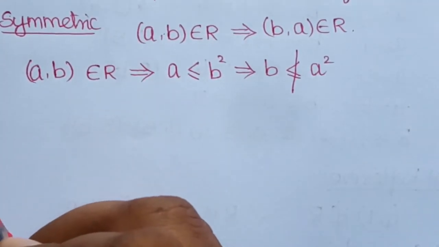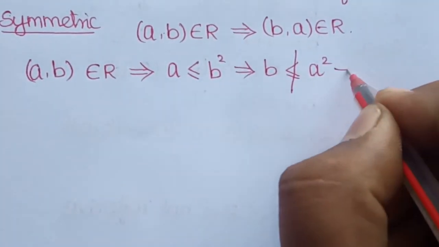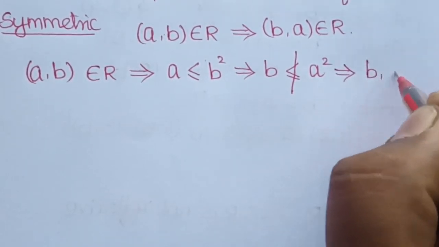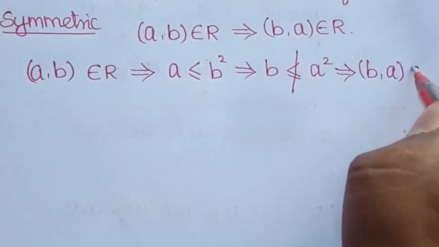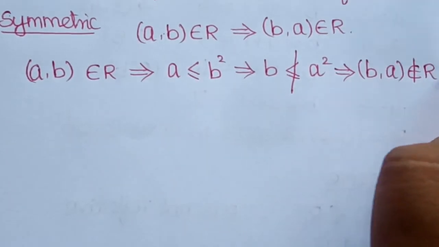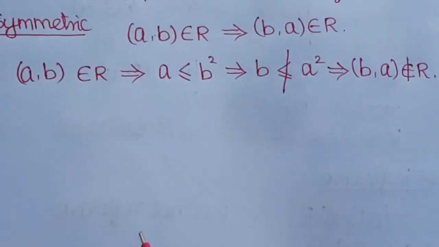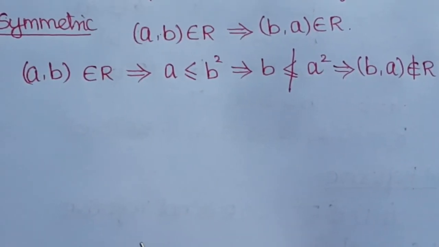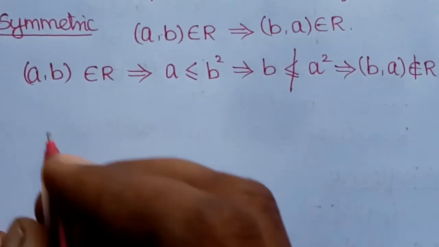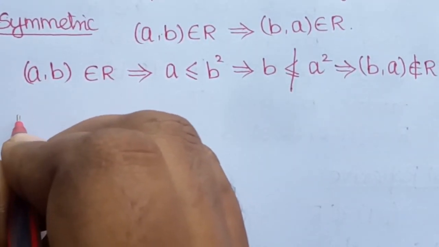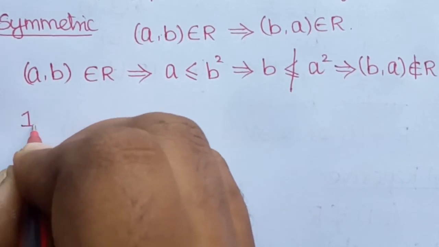So A does not satisfy less than or equal to B square. Therefore (B, A) does not belong to R. Okay, so I give one counterexample, for example, the element (1, 2).